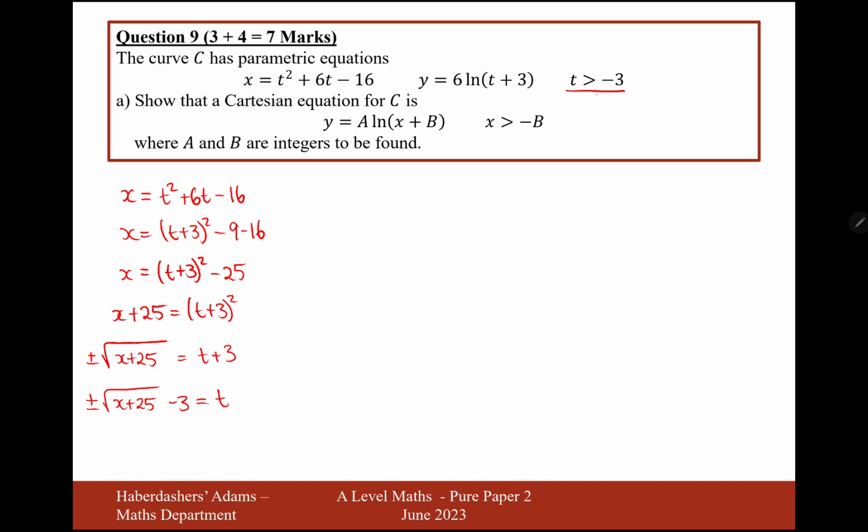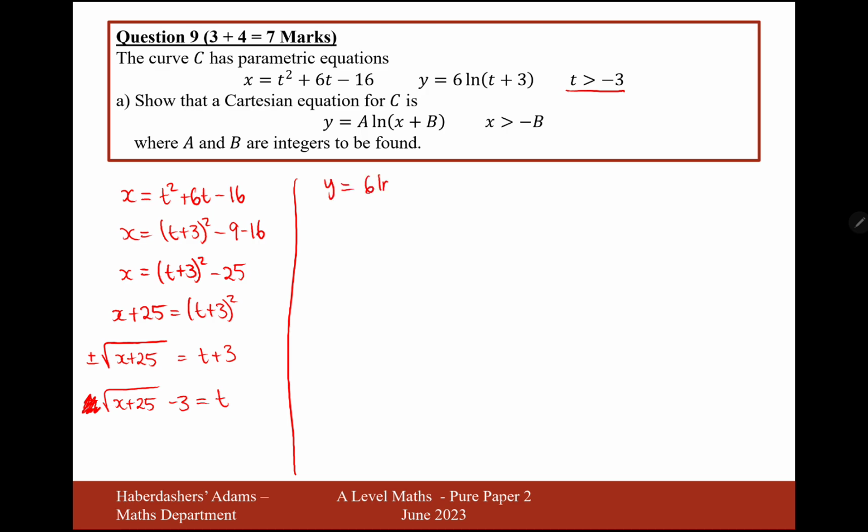I'm just looking over here at the domain for t. t has to be bigger than minus 3. So if t is on the right hand side and it has to be bigger than minus 3, and we've already got minus 3, this term here with the square root in has to be positive, so we can ignore the negative root. So I'm going to delete the plus or minus sign there because it has to be the positive root of x plus 25.